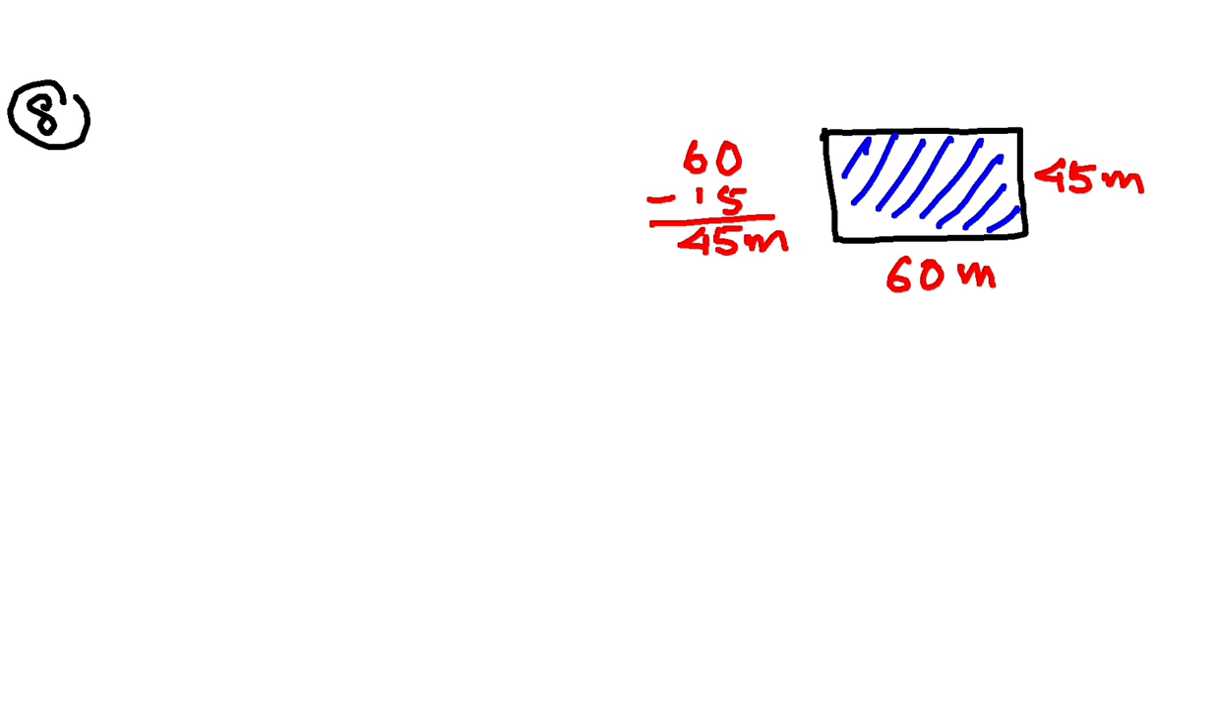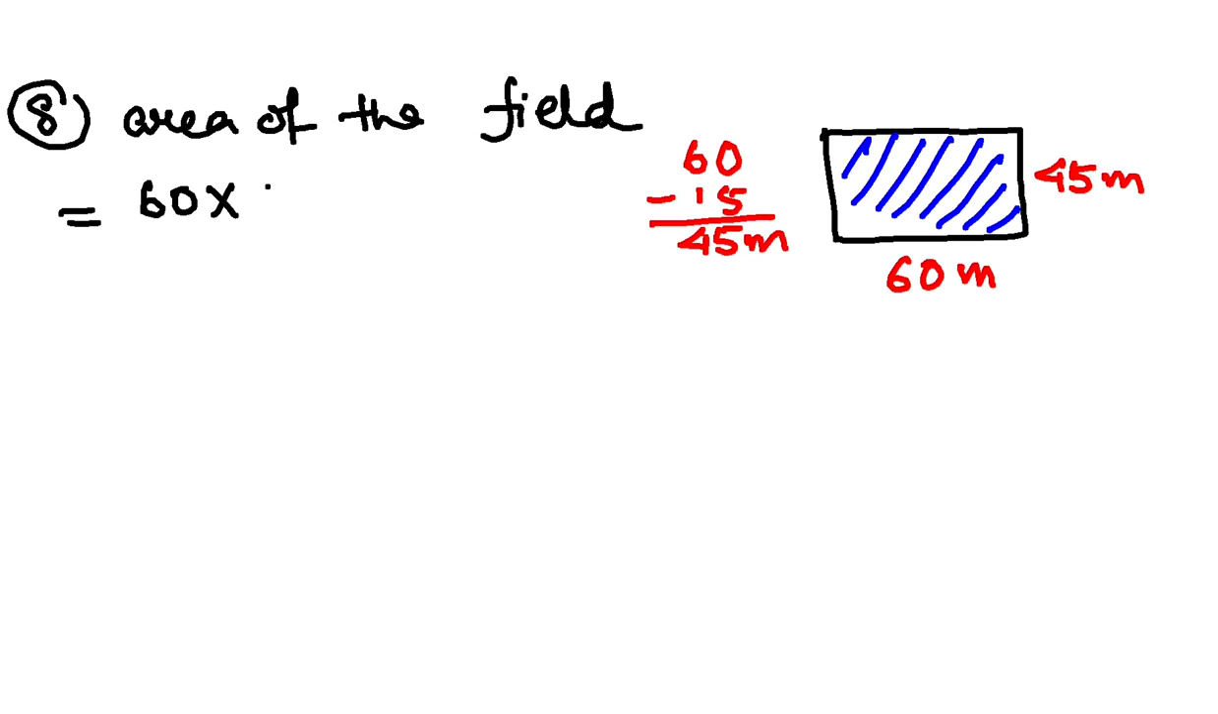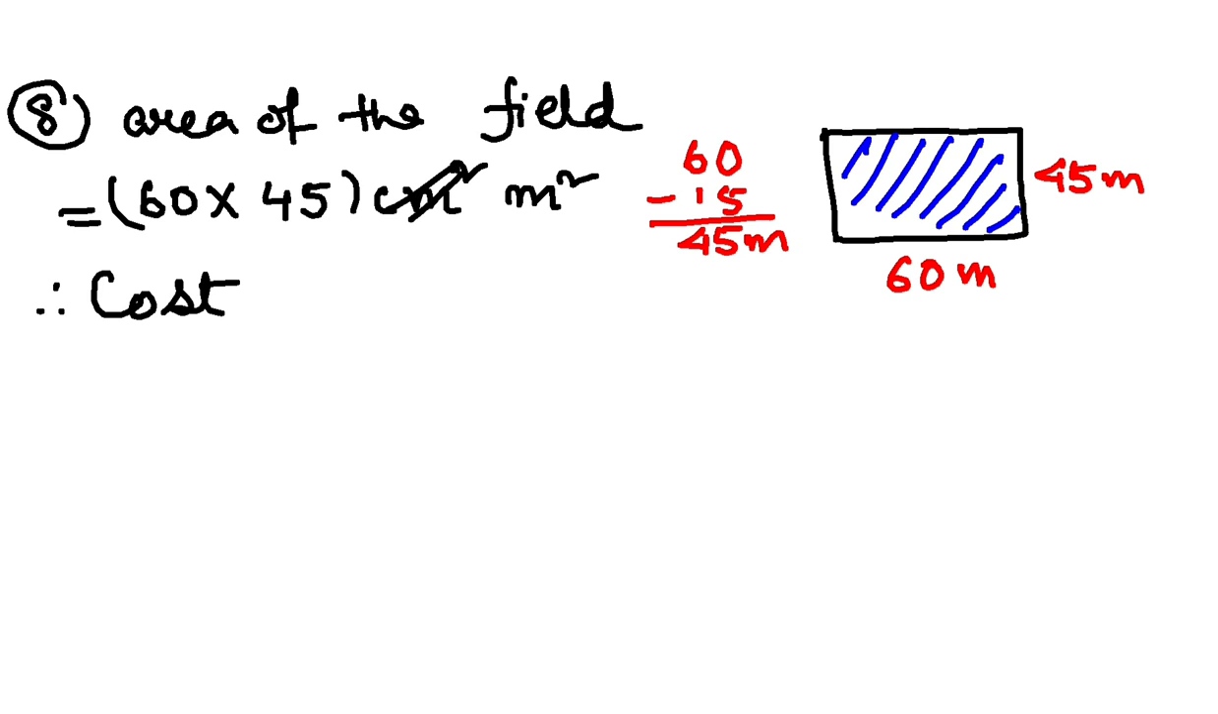So you have to obviously find the area of the field first. So area of the field is equal to, if there is a rectangle, L into B, so 60 into 45. Again let's not multiply and keep it like this. So now you have to find the cost. 1 meter square, rather it should be meter not centimeter, 1 meter square has cost 2.50. So my total cost will be 60 into 45, this is the area, and another 2.50 per square meter. So this is my cost.